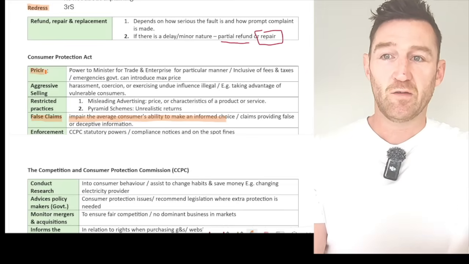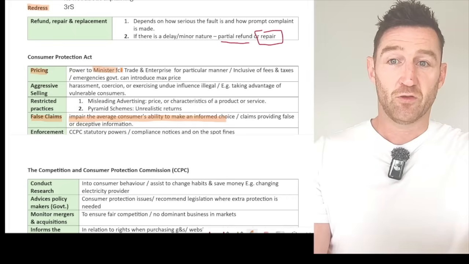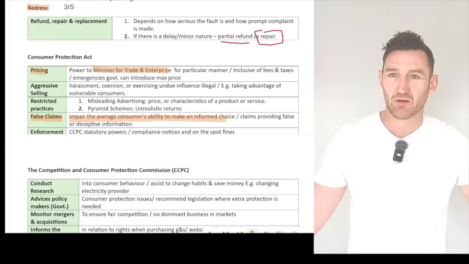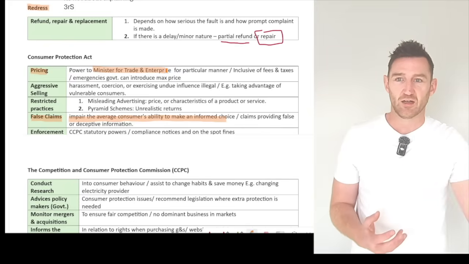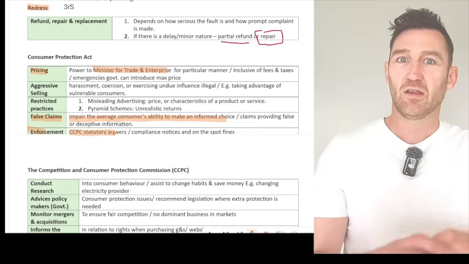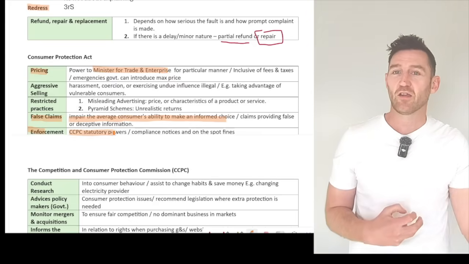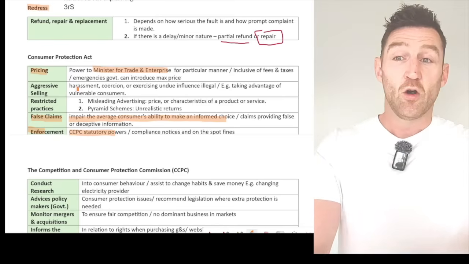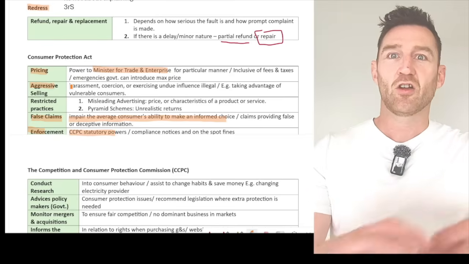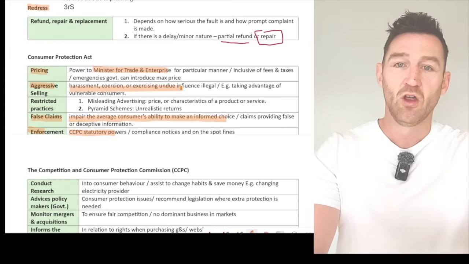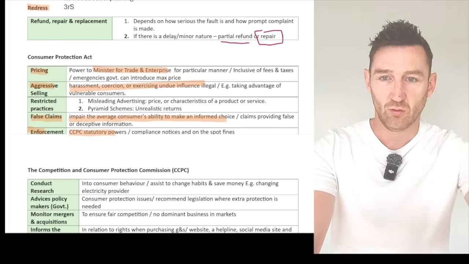When you talk about pricing, you can mention that the Minister for Trade and Enterprise has the power to dictate that prices be displayed in a particular manner. That's a very concrete thing that you can say about it. As far as enforcement goes, you can say it gives the CCPC statutory powers. That's a very concrete thing too. So try and pull out the really concrete things. Also with aggressive selling, you can mention what constitutes aggressive selling. Use that language: harassment, coercion, or exercising undue influence.